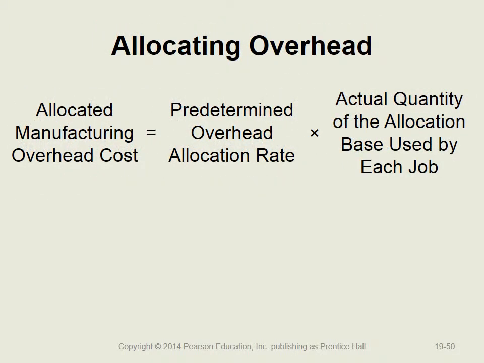So how does a company allocate overhead costs to jobs? As jobs are completed, the company will use the predetermined overhead allocation rate to allocate overhead costs to the particular job as follows. The predetermined overhead rate will be multiplied by the actual quantity of the allocation base used by each job.